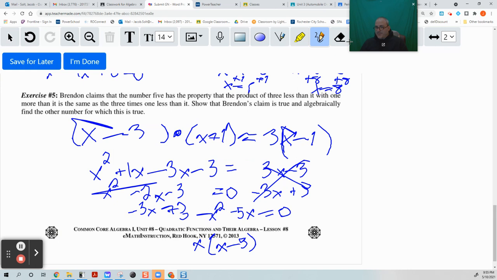So what I did is I pulled an x out of both of these expressions and said, okay, so I have two possibilities. x times this expression here is equal to 0, which means either x is 0, or what is x minus 5 if that equals 0? x minus 5 equals 0, I'd have to add 5, and then I get x is equal to 5. So Brendan, that crazy genius, he's right. 5 does have this property. There's another number out there that has this property as well, which is 0.